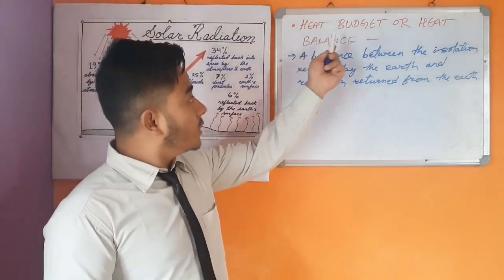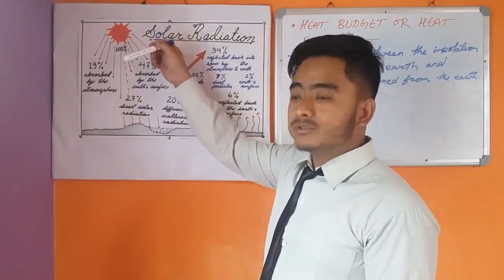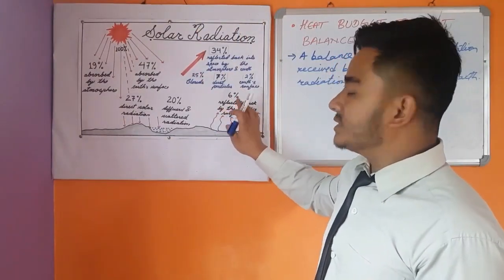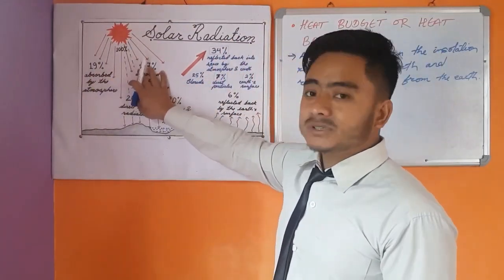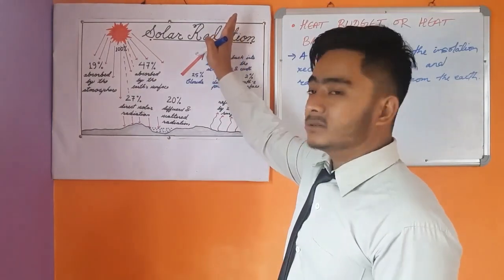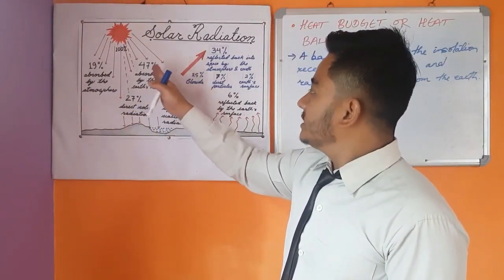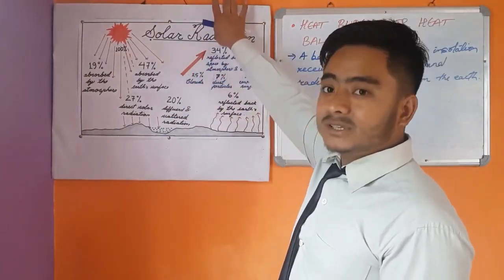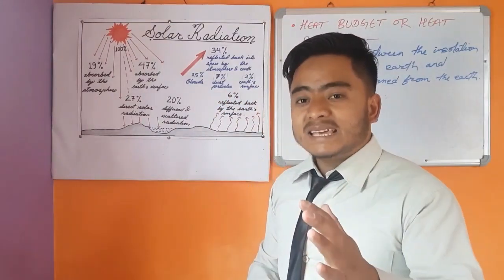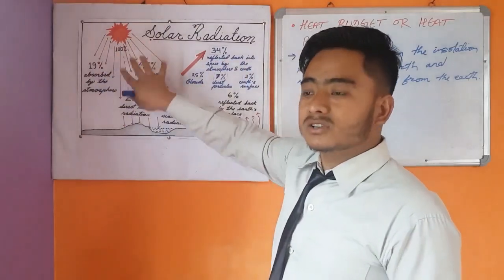Now let us learn what is heat budget or heat balance. Before, when we studied the process of solar radiation, we came to know that 34% of the heat is directly reflected back into the atmosphere, and 66% is absorbed by the earth's surface and atmosphere. When the earth reflects back the heat and also absorbs the incoming solar radiation, this reflection back into space and absorption by the earth and the atmosphere helps to maintain balance and equilibrium of the heat and temperature of the earth's surface all throughout the year.